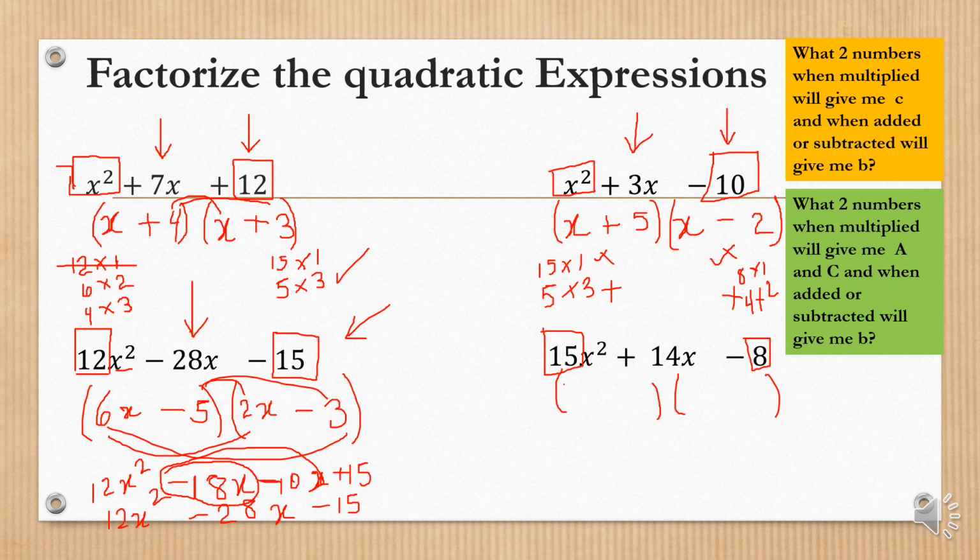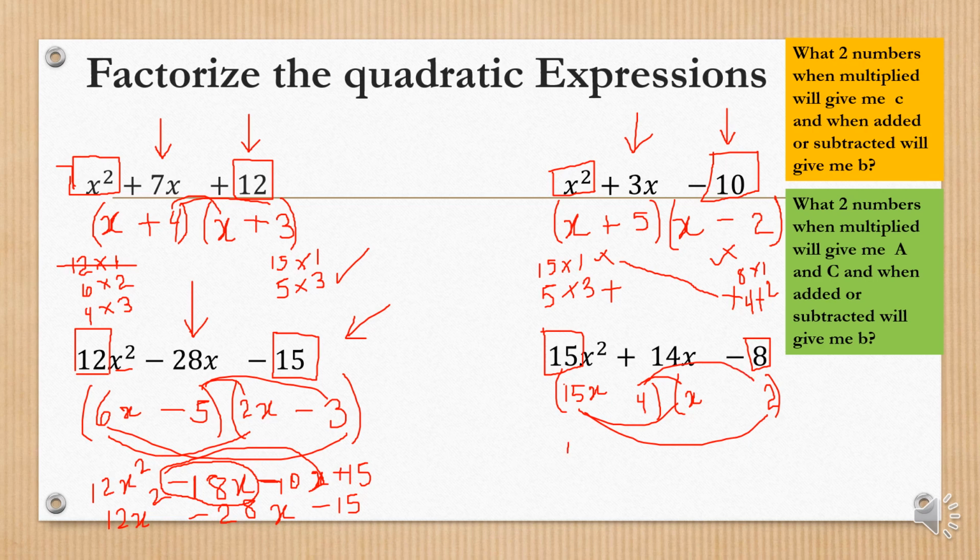So let's try, this time we're going to try 15 and 1. Before we tried 15 and 1 and 8 by 1. Now we're going to try 15 and 1 and 4 by 2. Alright, let's change it up. So I'm going to try 15x by x. And then I'm going to try 4 by 2. Let's see how this goes for us. So it's going to be this by this, this by this, this by this, and this by this.